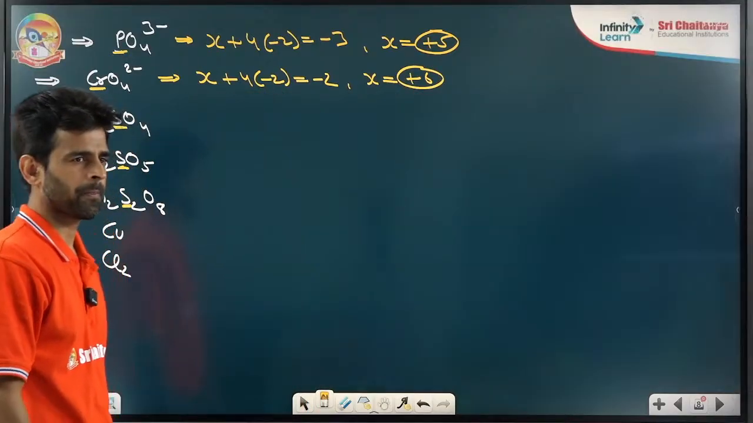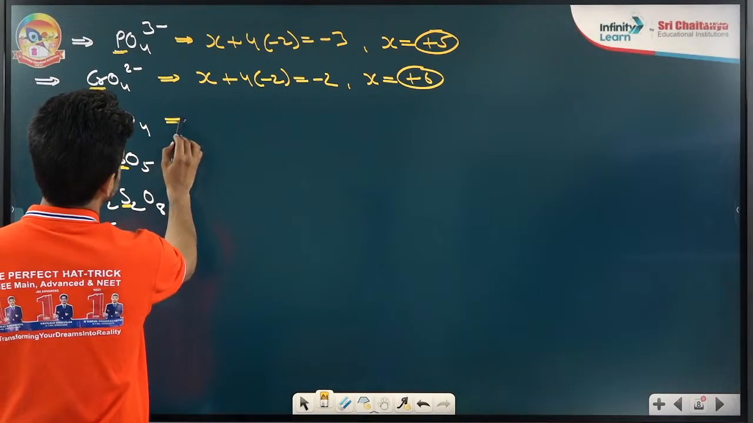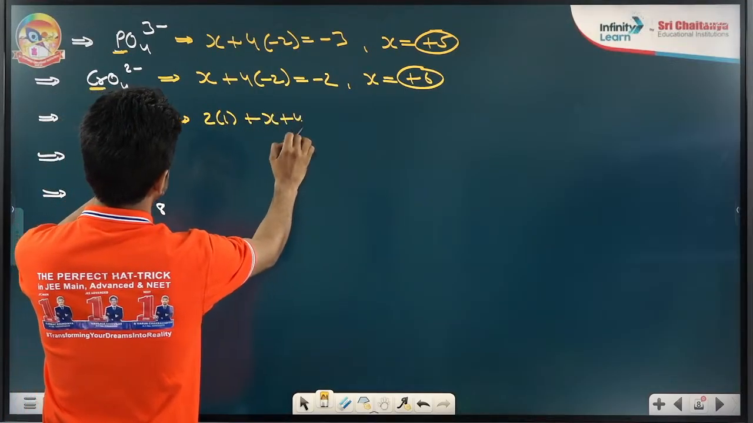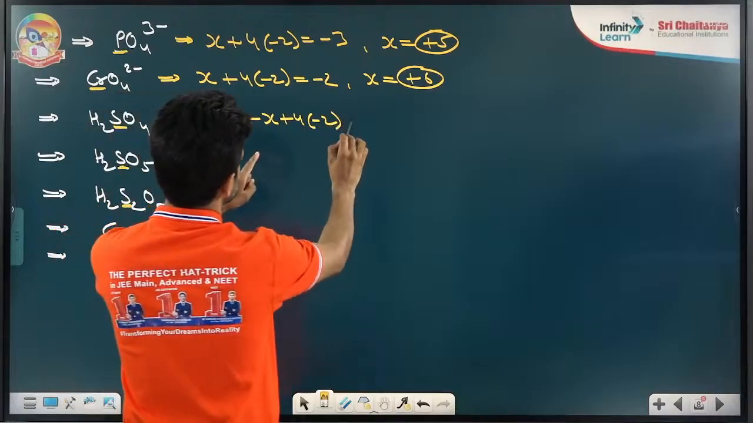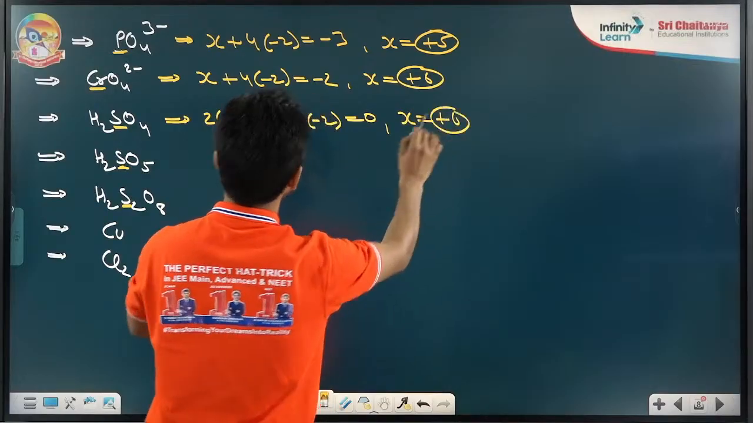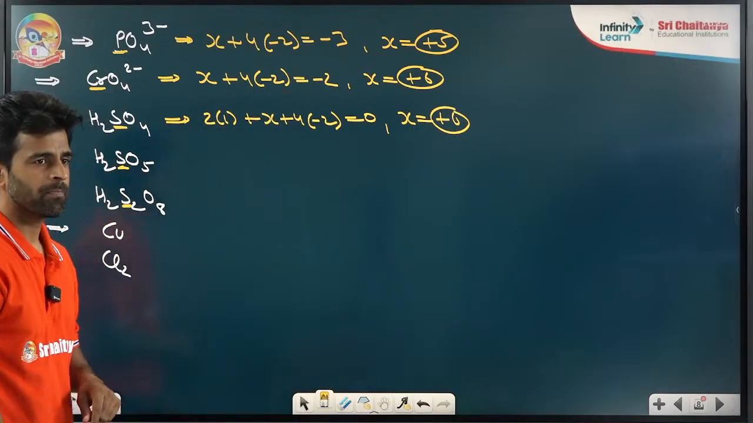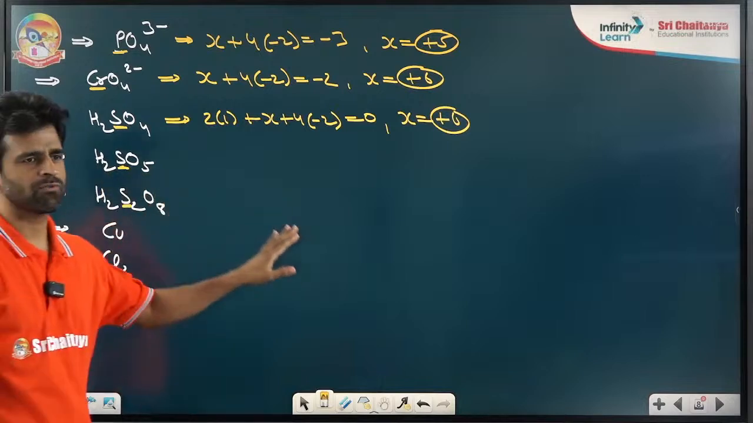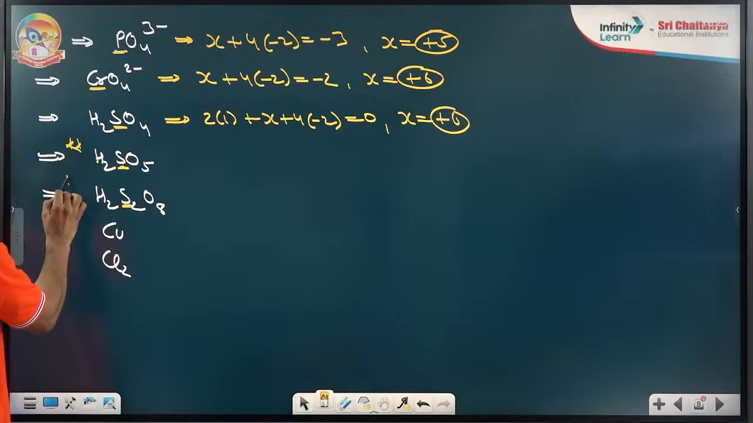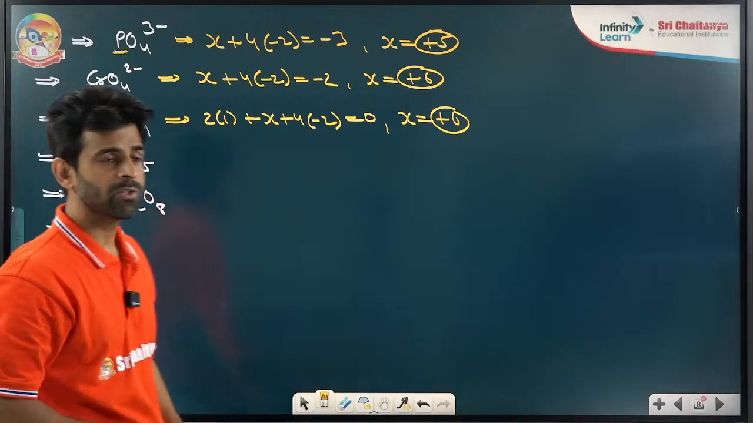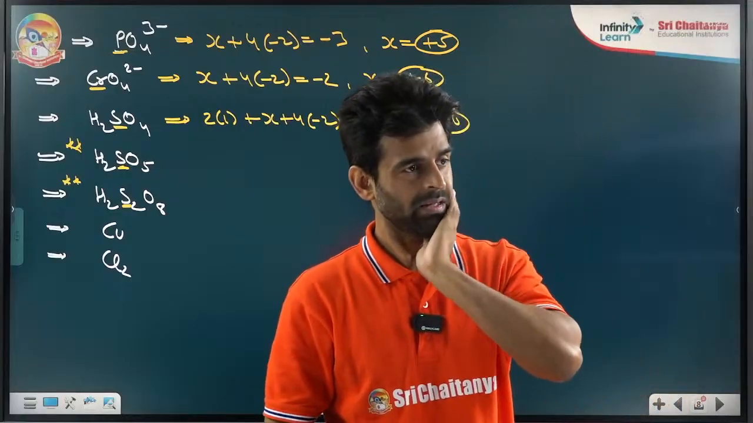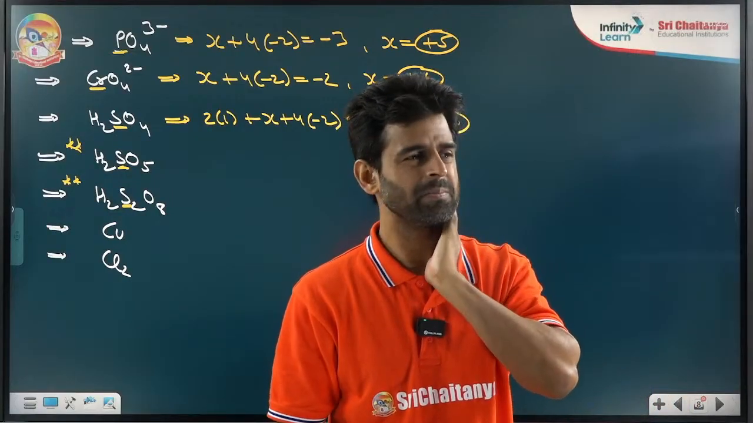Very good. If you go for sulfuric acid, for hydrogen 2 into 1, sulfur X, 4 into -2 for oxygen, equals 0. That's why X is +6. Okay, now find for the S2O5. This is very, very important. Give it a star mark. Here star mark, here star mark. These 1 or 2 are very, very important.